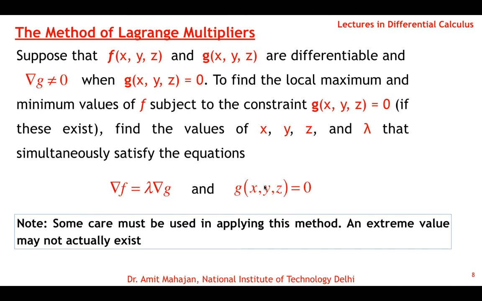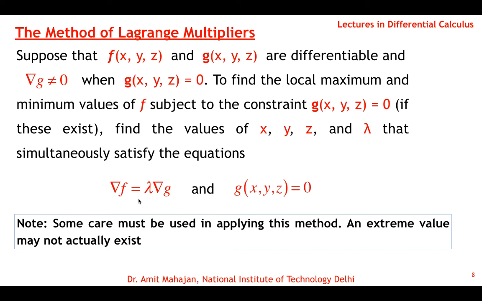So these are actually four equations in four variables x, y, z and lambda. We can solve these equations to find these variables, and x, y, z will become the points at which we can have the extreme values. Some care must be used in applying this method, because an extreme value actually may not exist.